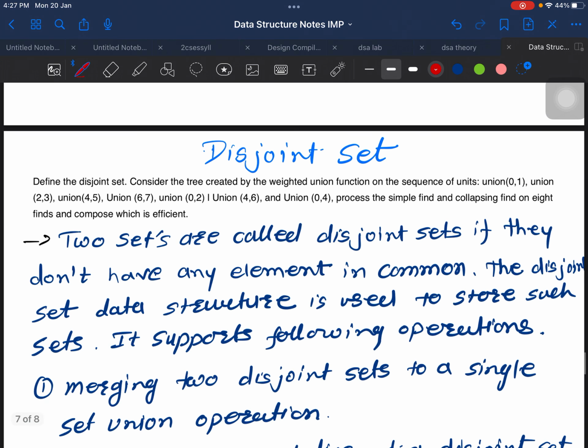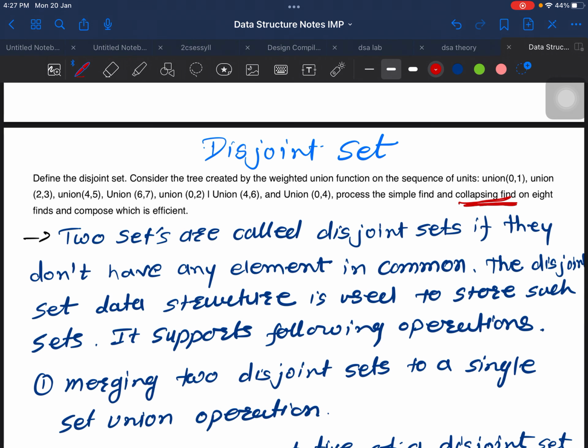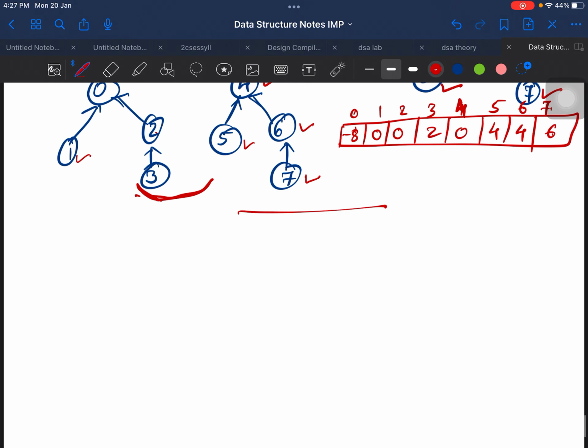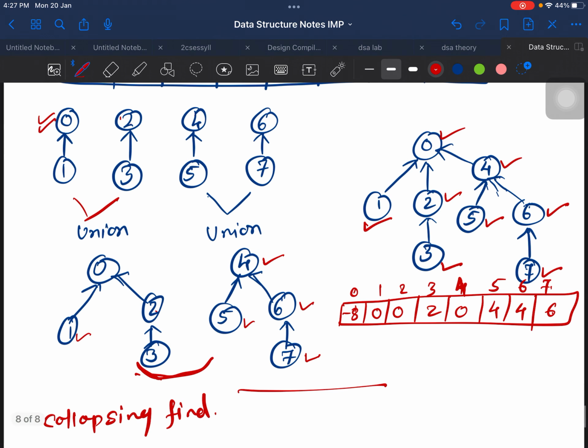But in the question they asked you about collapsing find, guys. What is meant by collapsing find? This is also very easy, guys. Let's see. Let us assume that if I want to find 7, where are you going? If you want to find 7, you are going to 6. Then from 6 you are going to 4. Then from 4 you are going to 0, and 0 is your root. So ultimately you have to reach the root.